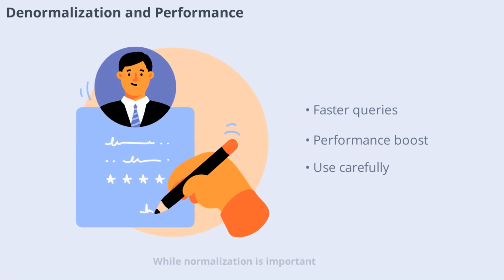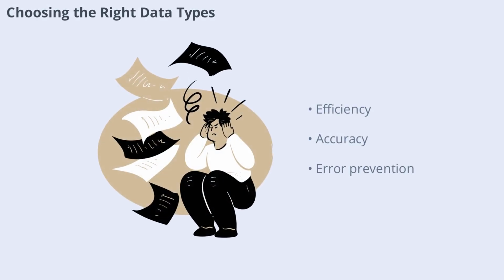While normalization is important, sometimes denormalization is necessary for performance. Denormalization involves combining tables or duplicating data to speed up queries. This can make certain operations faster, especially in large databases. However, it also increases the risk of data inconsistencies, so it should be used carefully and only when performance gains outweigh the drawbacks.